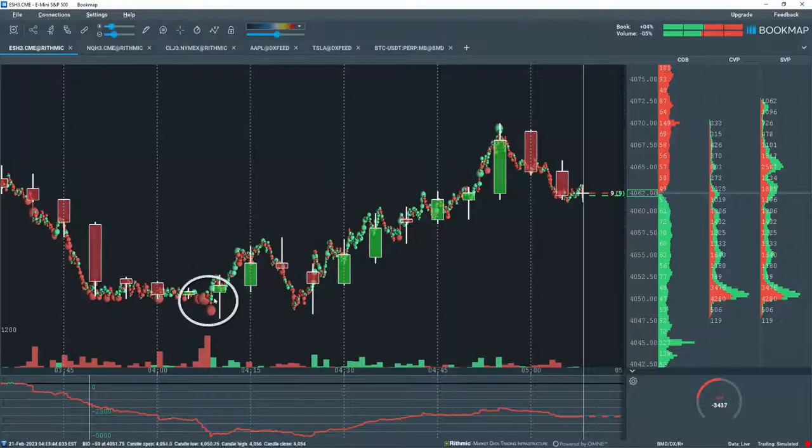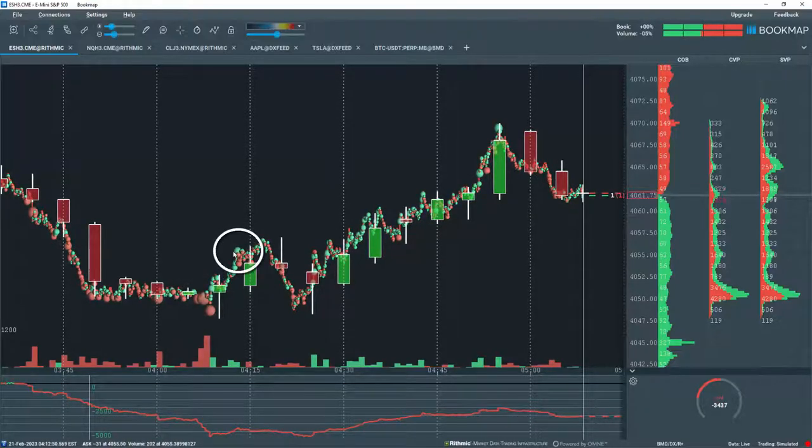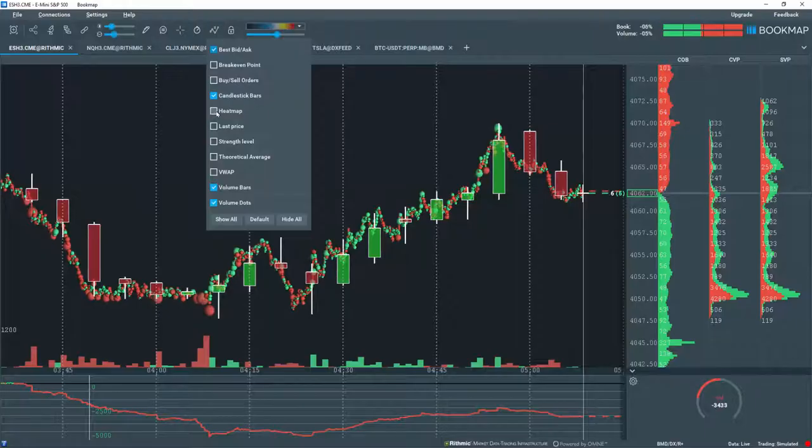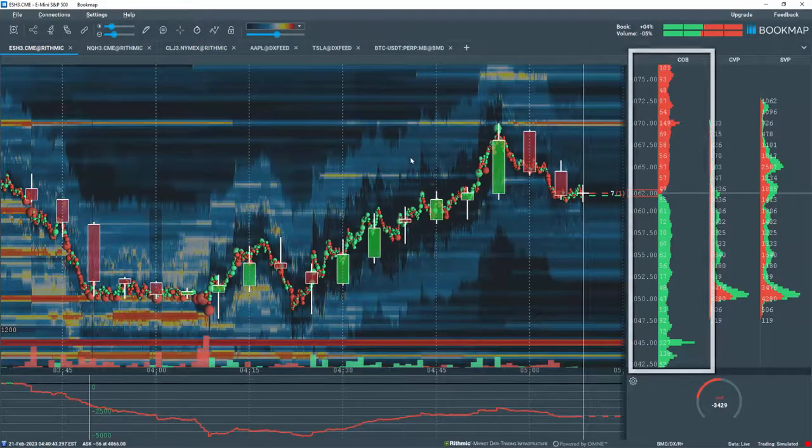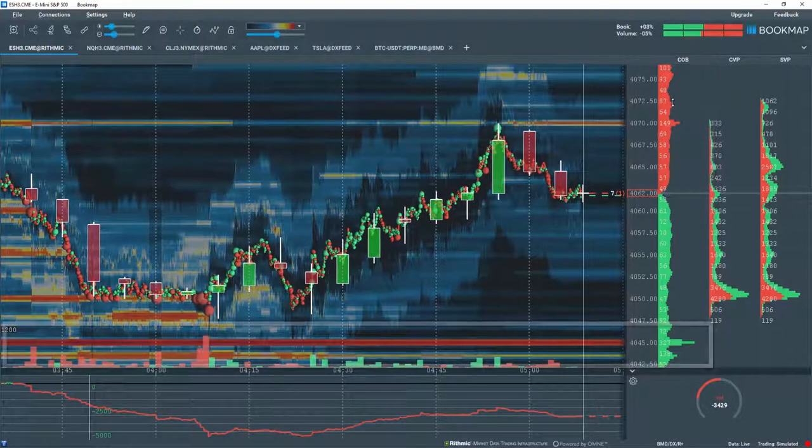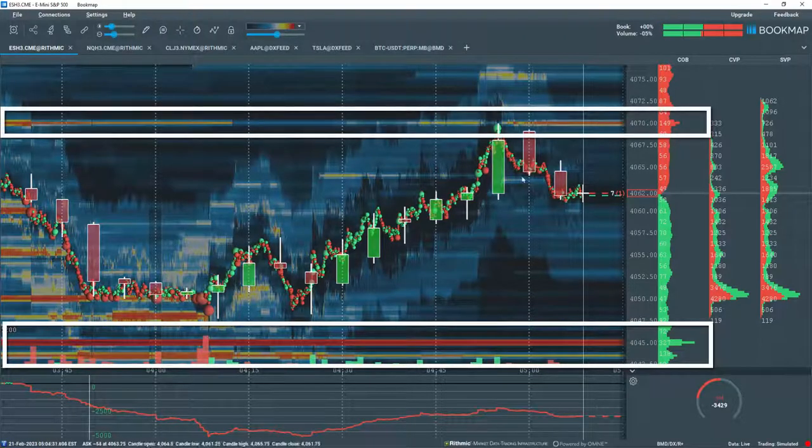A red dot is a market sell transaction. A green dot is a market buy. A larger dot indicates more transactions. The third element on the bookmap chart is the heat map. It is derived from the depth of market, or DOM, or your level 2. Limit buy and sell order liquidity in the DOM is given a graphical representation in the heat map.